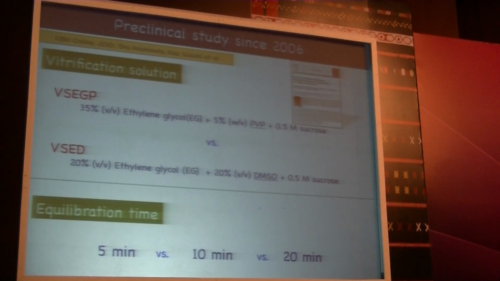At equilibrium time, this slide shows the examination result by light microscopy. As you can see in the upper section of this slide, most of the oocytes in the VSEGP group were surrounded by compact ovarian stroma, similarly to control. On the other hand, a lot of severely damaged oocytes can be seen in the VSED group.